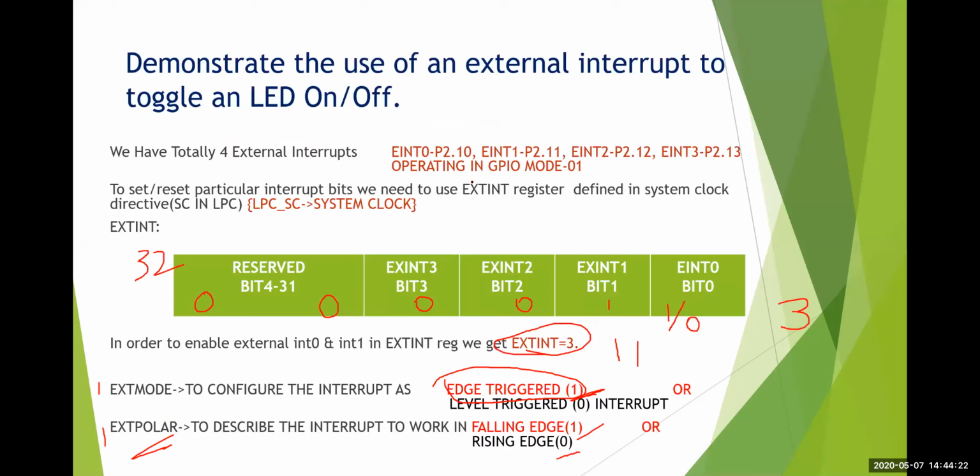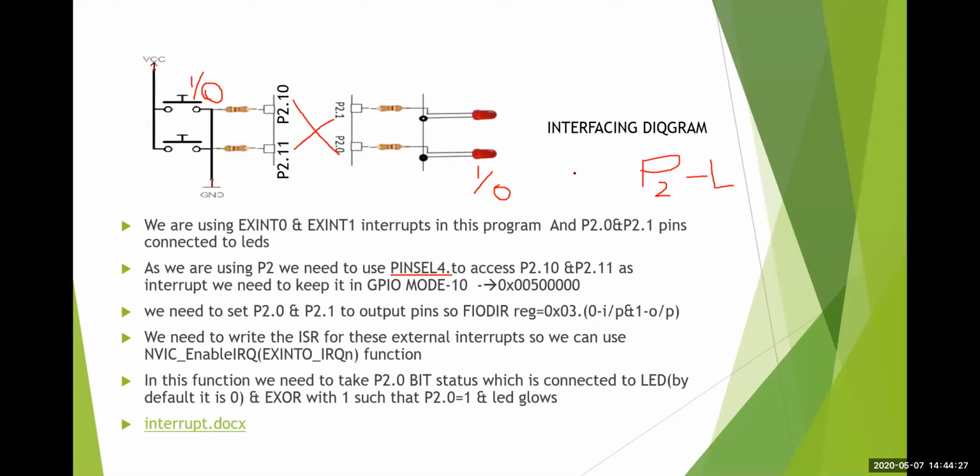And I told you here, it will be operating in GPIO mode and the mode status should be 0, 1. So by making P2.10 and P2.11 as 0, 1, 0, 1 in pin select 4 status, the equivalent value I'm writing here will be 5. If this is the 10th pin and this is the 11th pin, this should be 0, 1 and this should be 0, 1. So 0, 1, 0, 1 is nothing but 5.